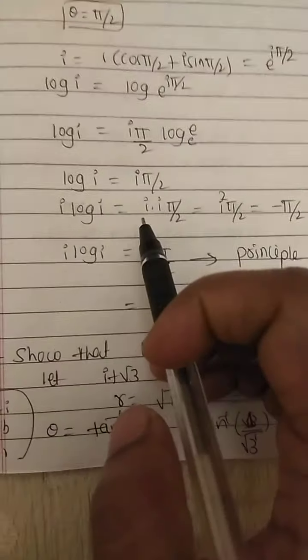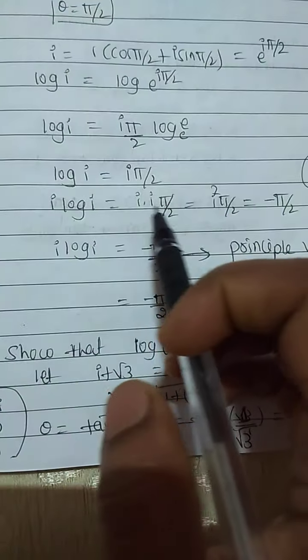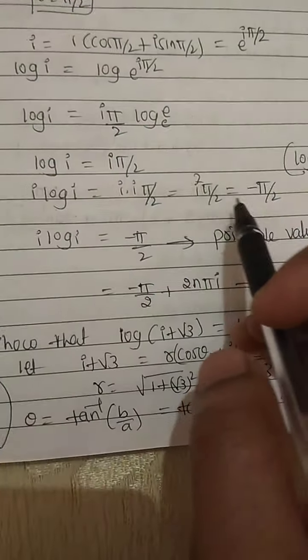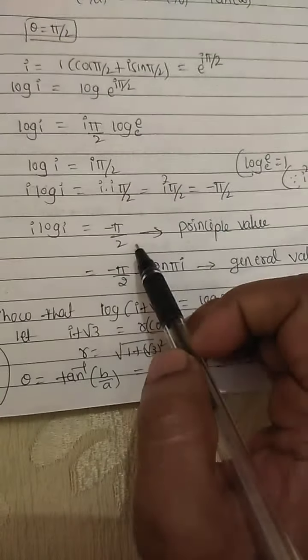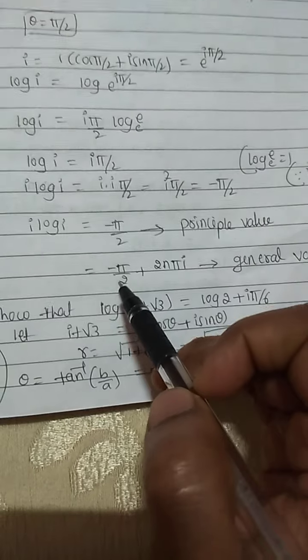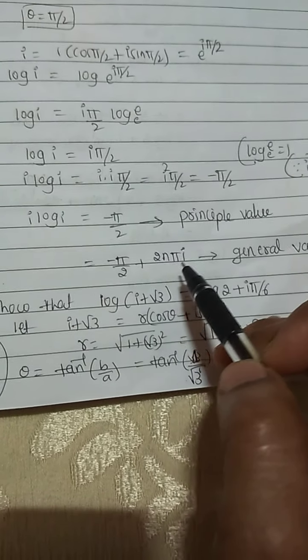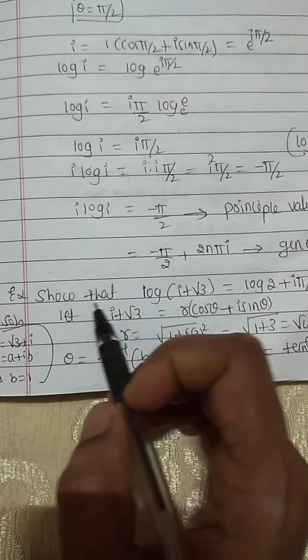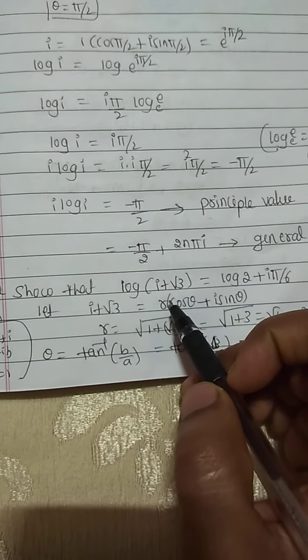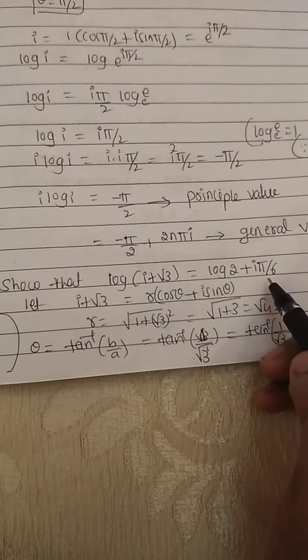i log i equals i into i pi by 2, which is i square pi by 2. i square value is minus 1. Therefore, i log i equals minus pi by 2. This is the principal value. Minus pi by 2 plus 2n pi i, this is the general value.